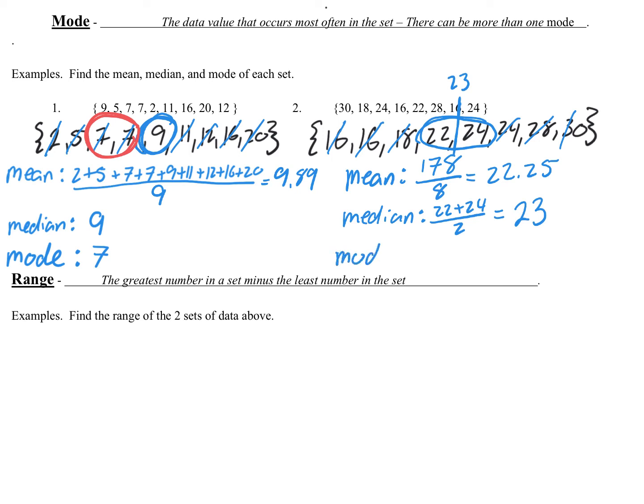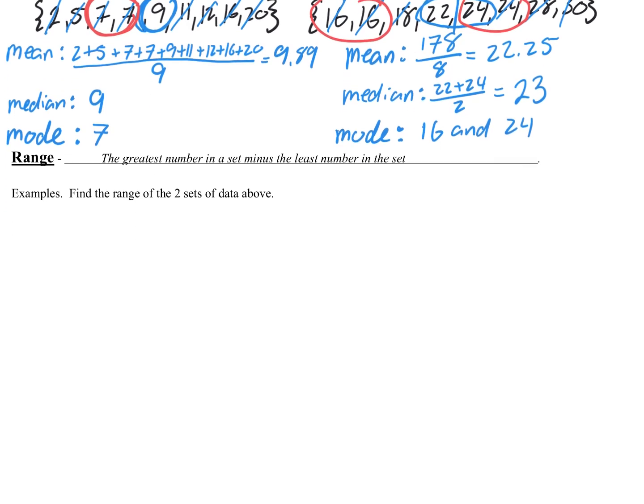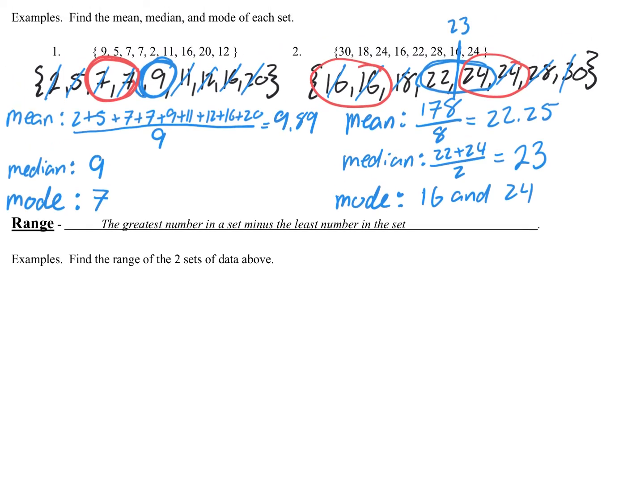For our mode, we're looking for numbers that are repeated. So here we have 16 is repeated twice, and 24 is also repeated twice. Since they both have a frequency greater than 1, and they both have the same frequency, they're both our mode, 16 and 24. If one was repeated more than the other, say we had 3 24s, then 24 would be our mode, and 24 alone.